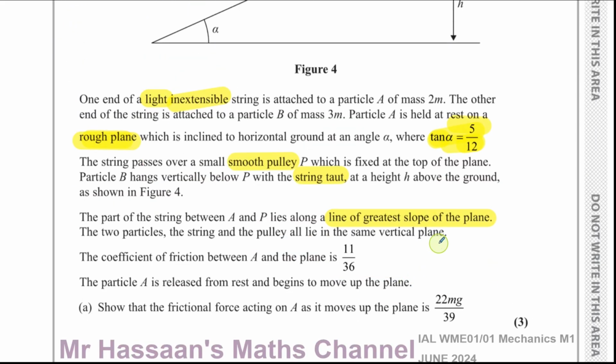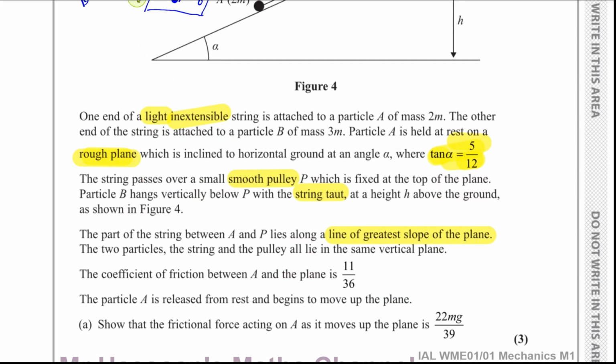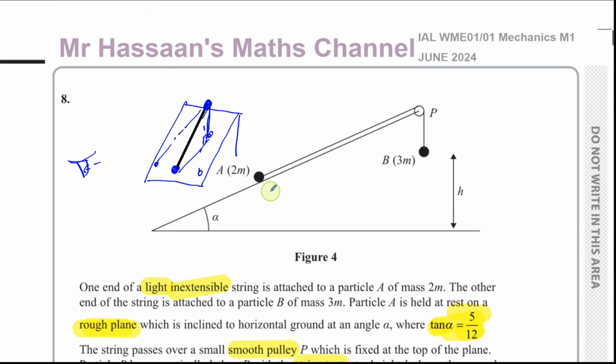The coefficient of friction between A and the plane is 11/36. Because, as we know, there's friction, they've told us the coefficient of friction between the plane and the particle, 11/36. That coefficient of friction is given the symbol mu. The particle A is released from rest and begins to move up the plane. So particle A accelerates up the plane, and that means B, of course, has to accelerate down towards the ground.